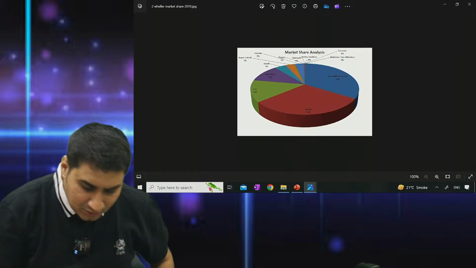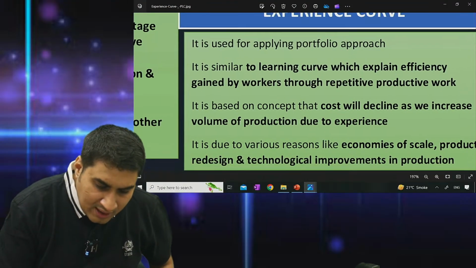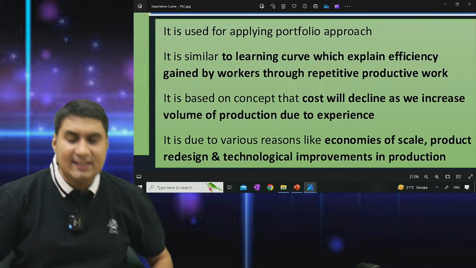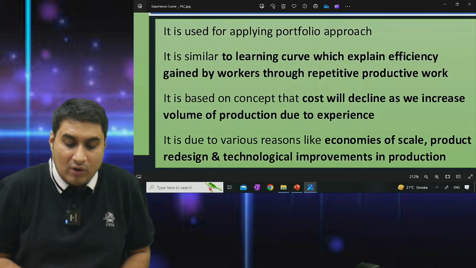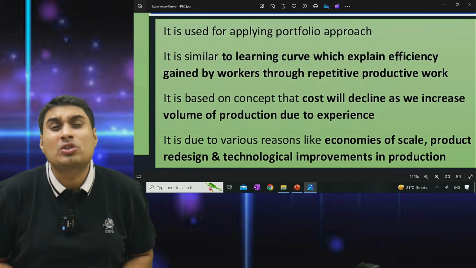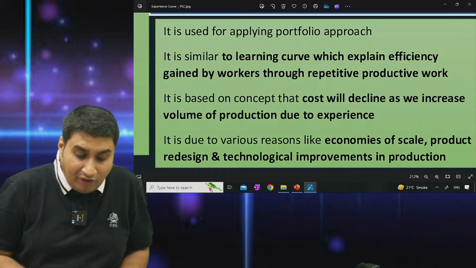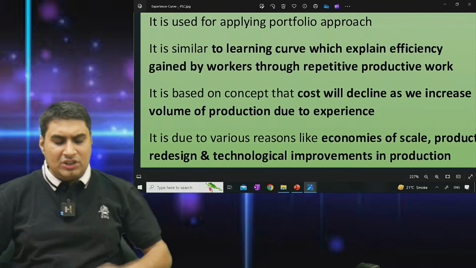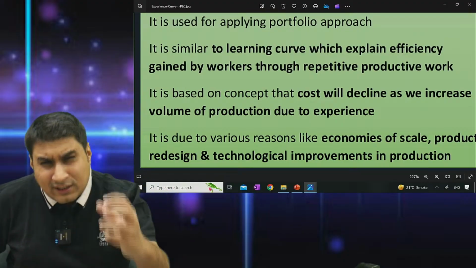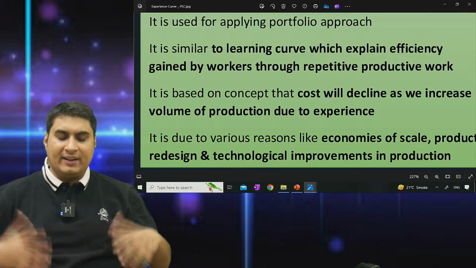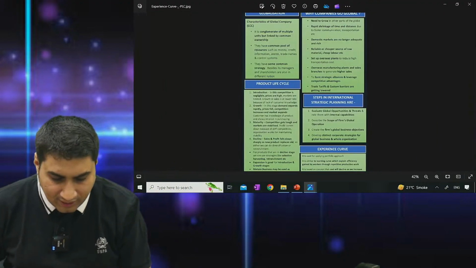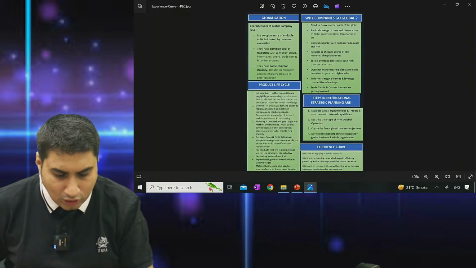Okay, so I hope you understood. Let me read. It's a portfolio, it's a learning curve. It tells experience gained by repetitive work. It is based on the concept that cost will decline as we increase number of units. It is due to variety of reasons: economies of scale, product redesign, technology improvement, etc. I hope you are clear. Yes, sir. With this is also over.